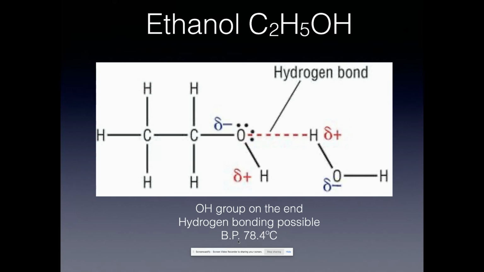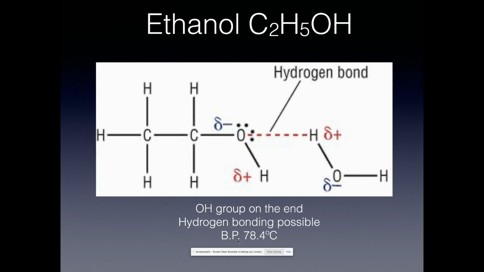And if it's just pure ethanol, no water involved, the boiling point's about 78.4 degrees Celsius. Really quite high because of those OH groups at the end. And a bit of LDF. There's some London dispersion forces going on because of the electron cloud also. So pause, draw this picture.